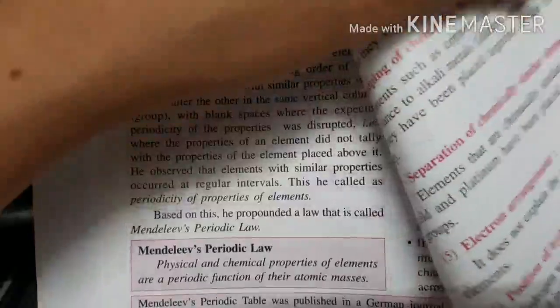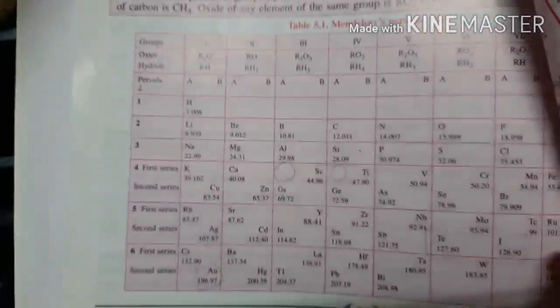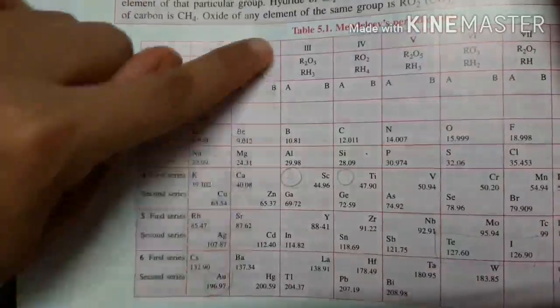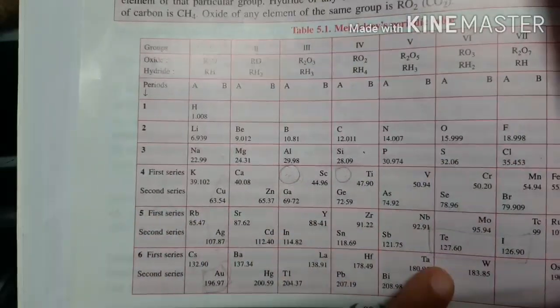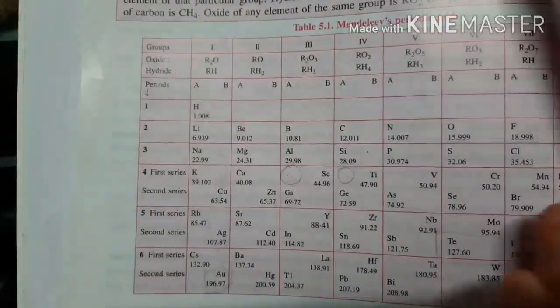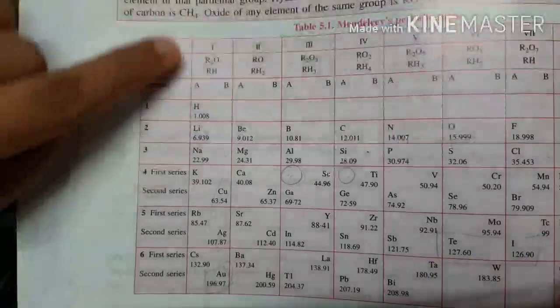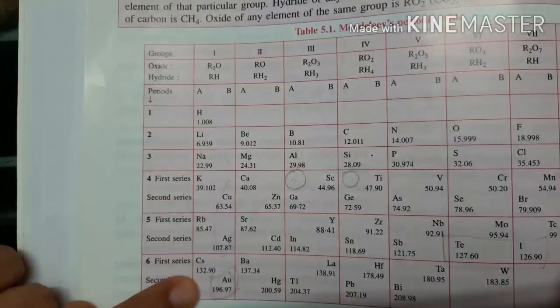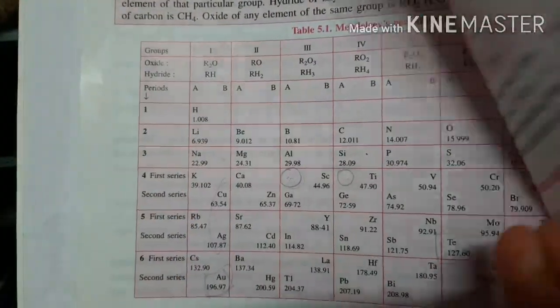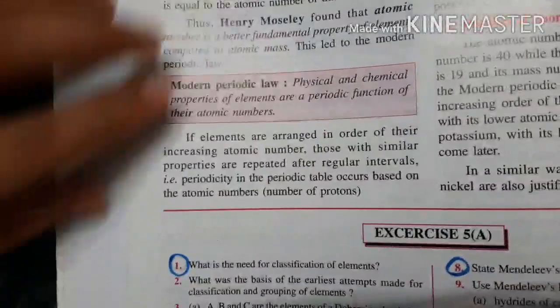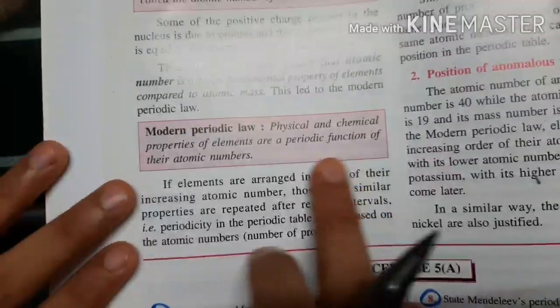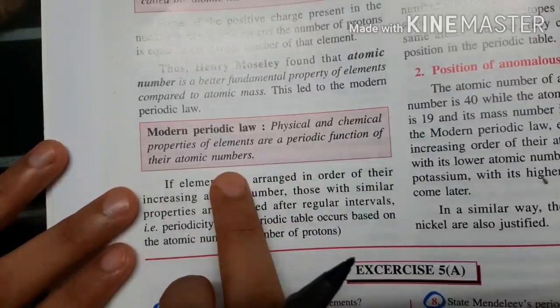when he arranged, Mendeleev also arranged his periodic table, and this column he called a group, and this horizontal line is known as a period. Okay, so in the same way, the group has the same property, that is called periodicity. So the physical and chemical properties of the elements are a periodic function of their atomic number.